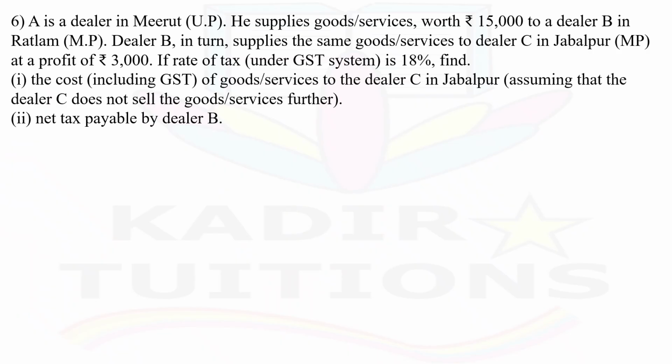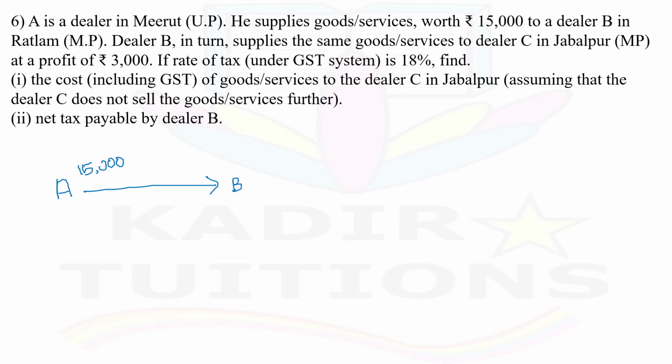A is a dealer in Meerut, which is in UP. So just consider there is a dealer A. He is going to supply the goods or services worth 15,000 to the dealer B. He is in MP. So what type of transaction is this? It is an interstate transaction, right?